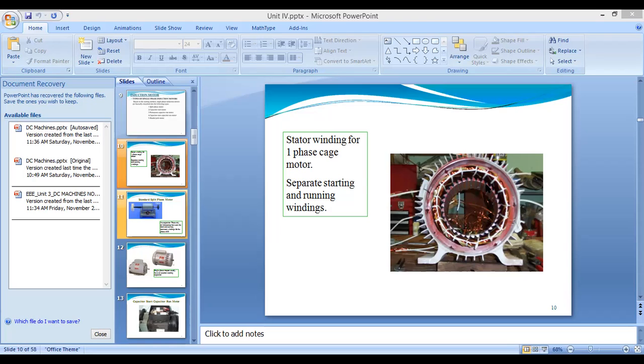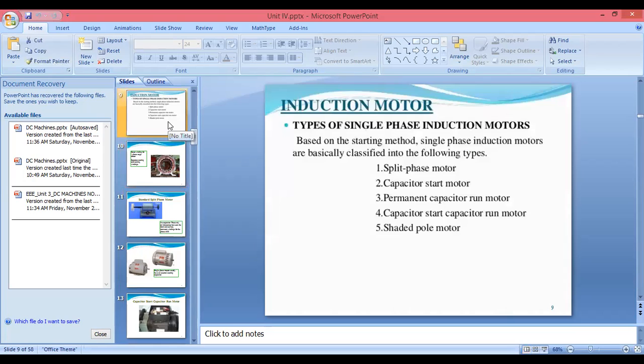And the rotors of a three-phase induction motor are classified into different types like slip ring, or we can say phase wound rotor, and squirrel cage rotor. We will see them one by one. Now we are supposed to see the different types of single phase induction motor.